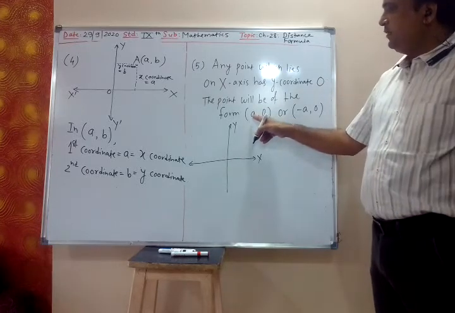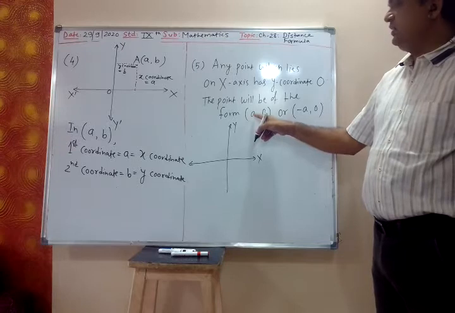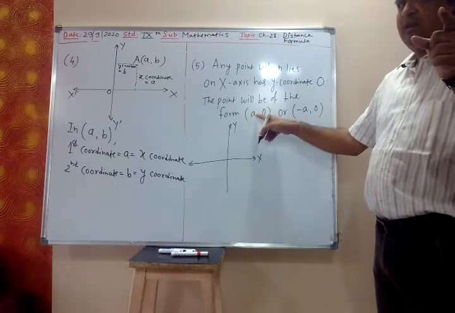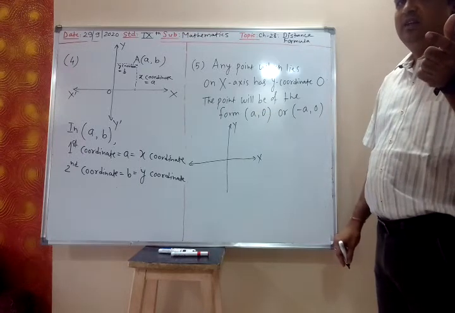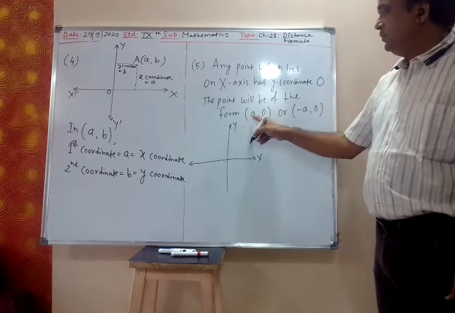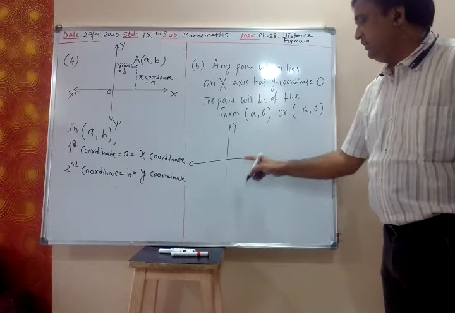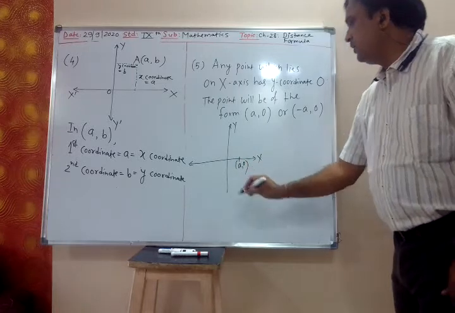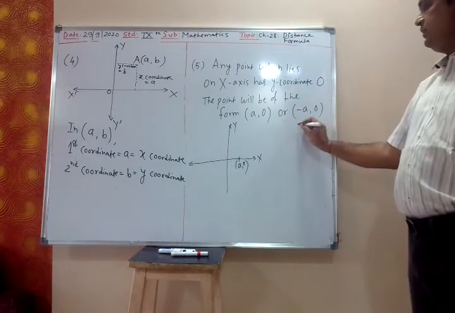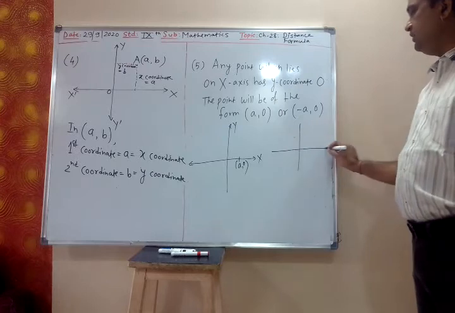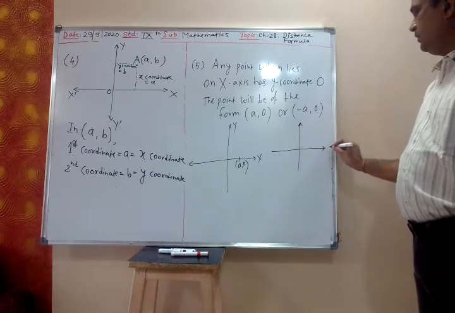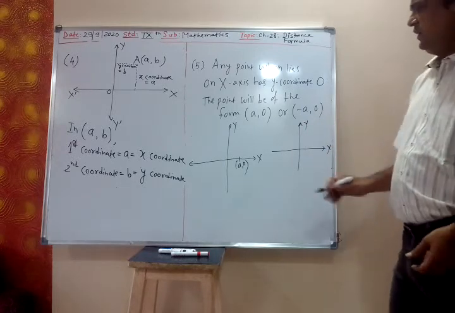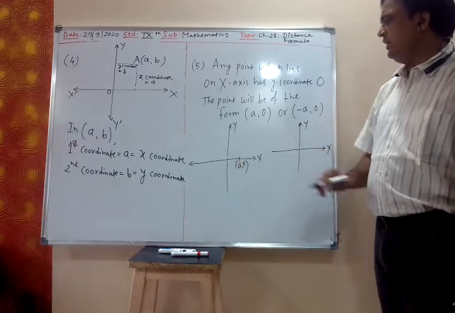Now what is the sign of the first coordinate? Positive. A means plus A, so it will be on the positive x-axis. So I will take the point on this side, A comma 0. Again the second coordinate is 0. If A is 5, then the x coordinate will be 5.